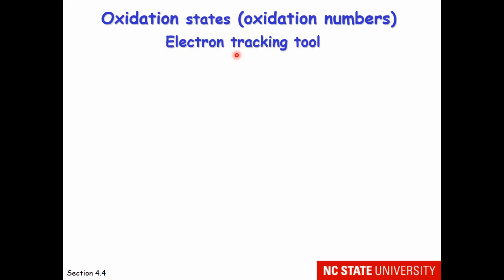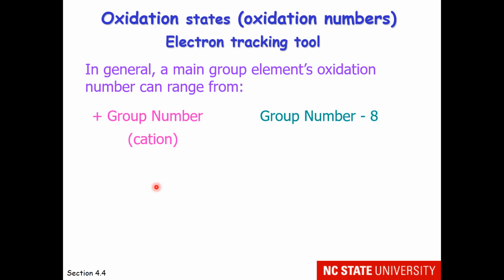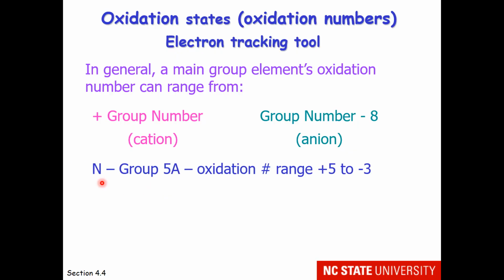So oxidation states, also called oxidation numbers, are a way to track which atom owns the electrons. It works for ionic compounds, but also for molecular compounds. In general, a main group element's oxidation number can range from plus group number, when it is a cation, to group number -8, when it is an anion. And I'll give you an example. Nitrogen is group 5. Mathematically, its oxidation range can be from +5 to -3.